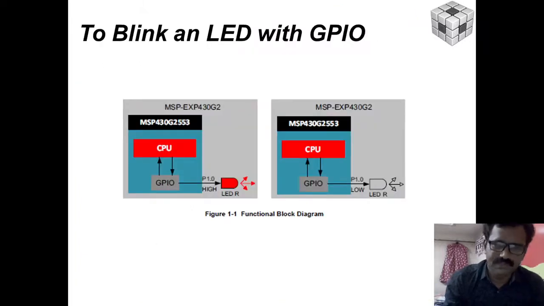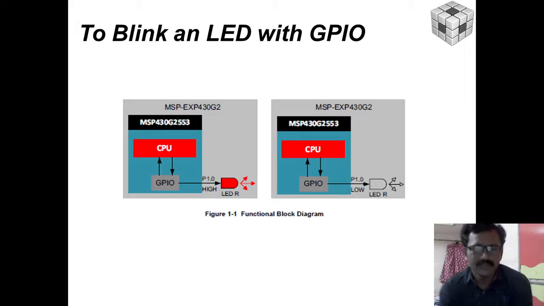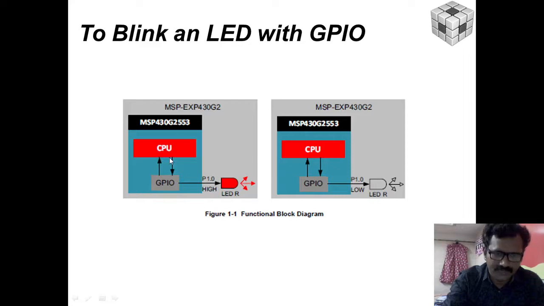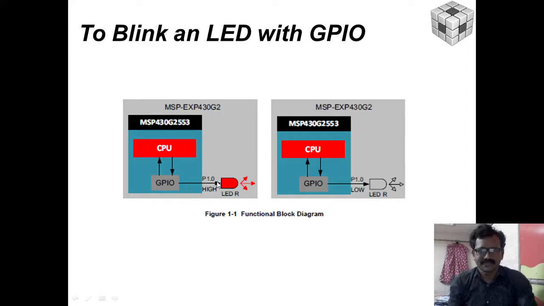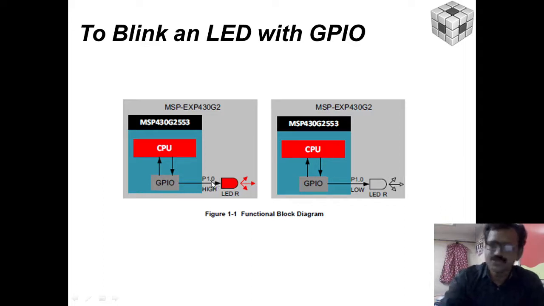Now the first experiment is to blink an LED with GPIO. This block diagram shows the MSP430 microcontroller, CPU, and GPIOs. Pin P1.0 is already interfaced with the red LED, and P1.6 is connected with the green LED. In this program, we are going to blink the red LED. To glow the red LED, the P1.0 pin should be 1. To switch off the LED, P1.0 should be 0.